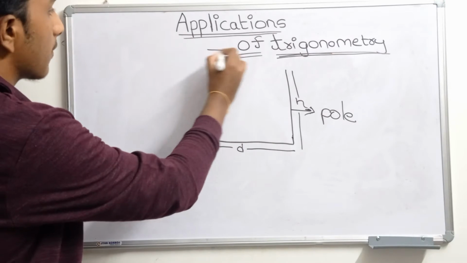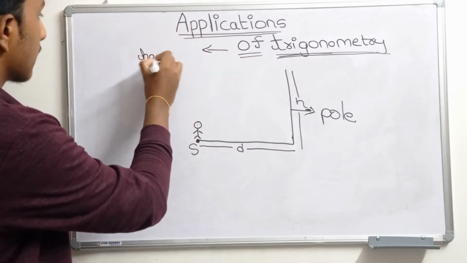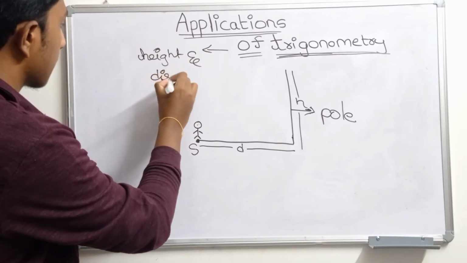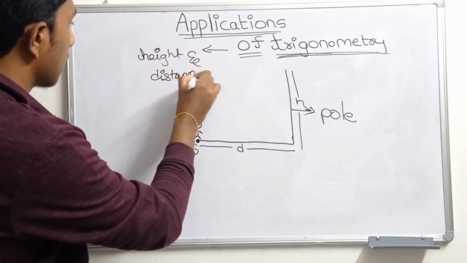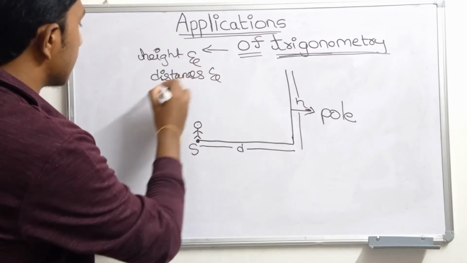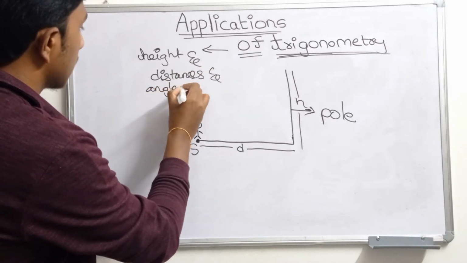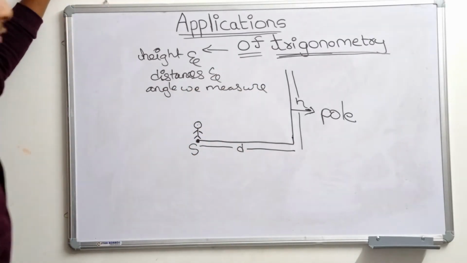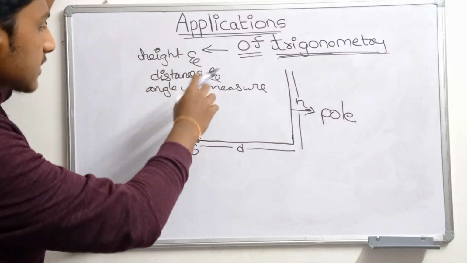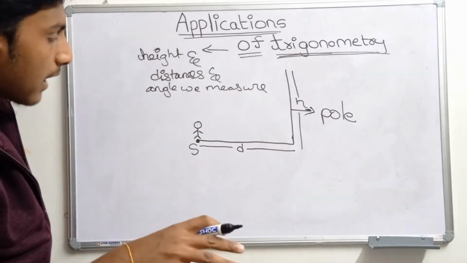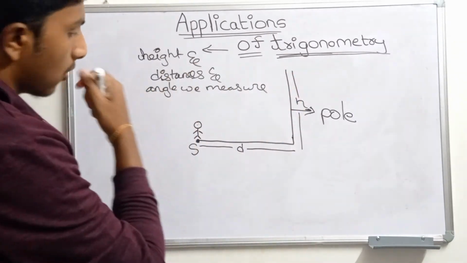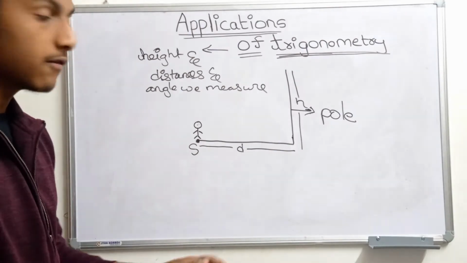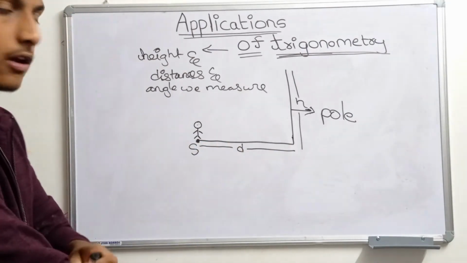Now, applications of trigonometry is completely based on heights and distances and the angles we measure. First we'll go into the synopsis, then I'll explain about the angles: which type of angles are being measured and which type of angles are being taken. I'll tell you all those, guys.